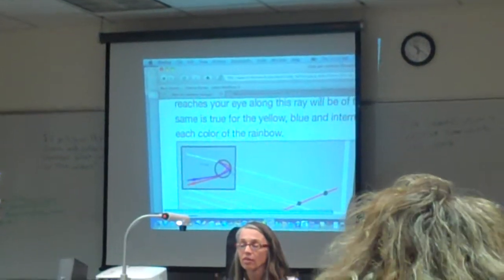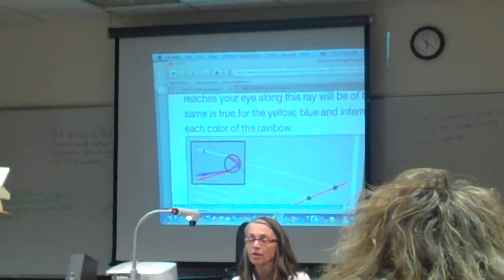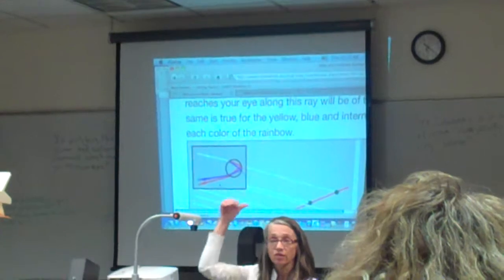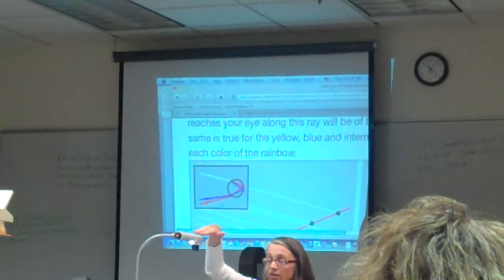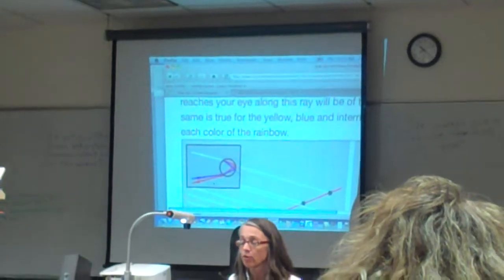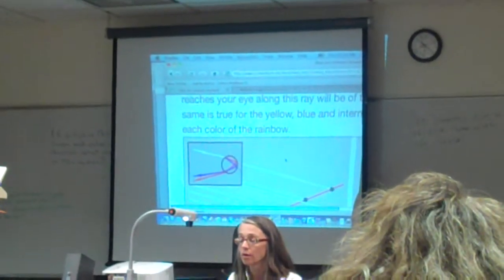Now notice that this angle right here is not very much. It's only about 42 degrees. So the sunlight has to be low in the sky, because by the time it comes back, it's only about a 42-degree angle from where you were.